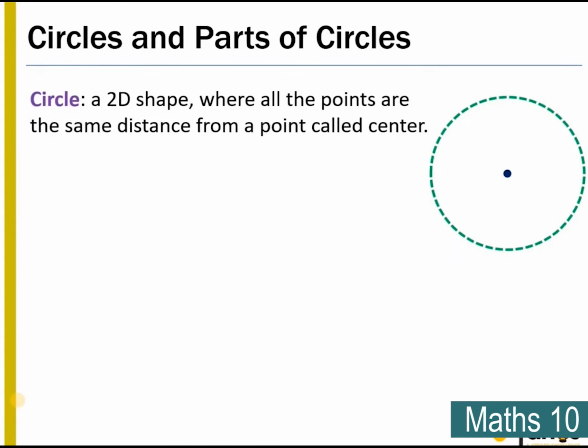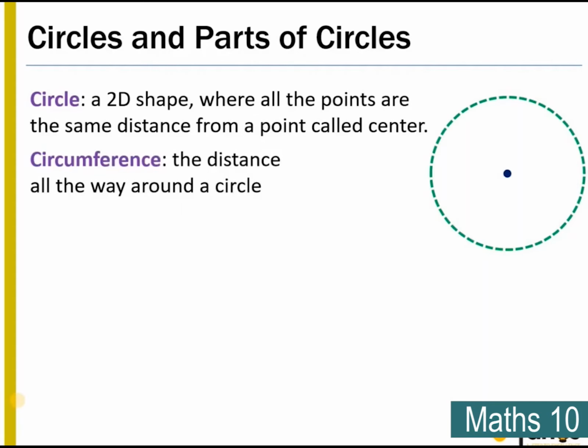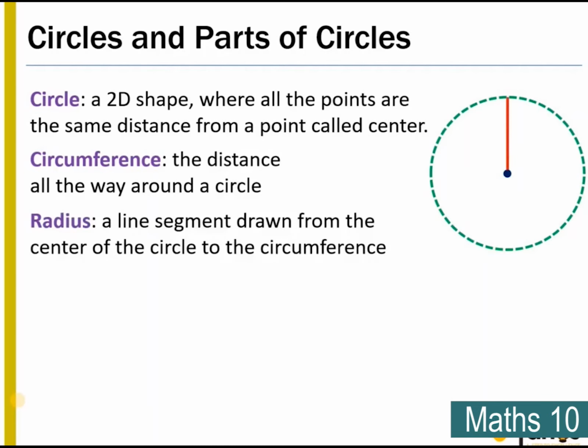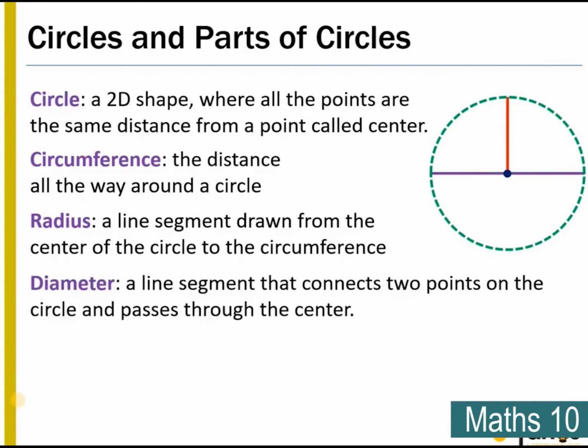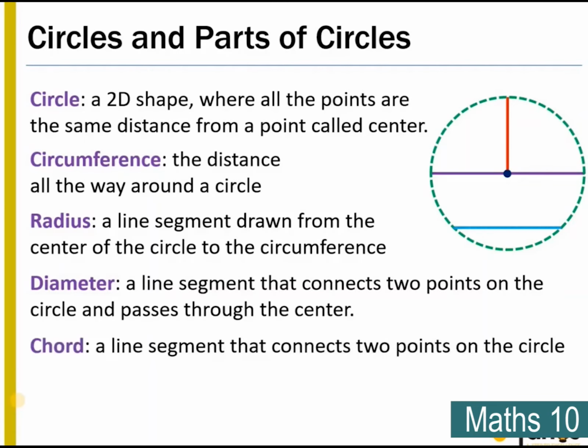A circle is a 2D shape where all the points are the same distance from a point called the centre. The circumference is the distance all the way around a circle. A radius is a line segment drawn from the centre of the circle to the circumference. The diameter is a line segment that connects 2 points on the circle and passes through the centre. A chord is a line segment that connects 2 points on the circle. It doesn't have to pass through the centre.